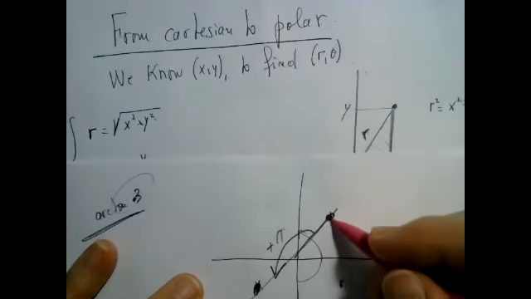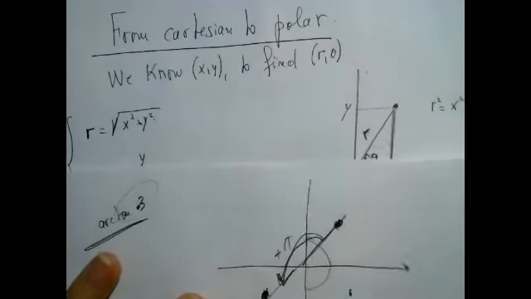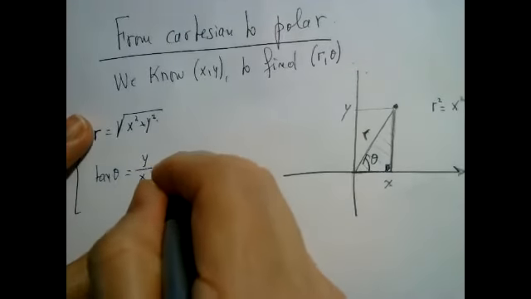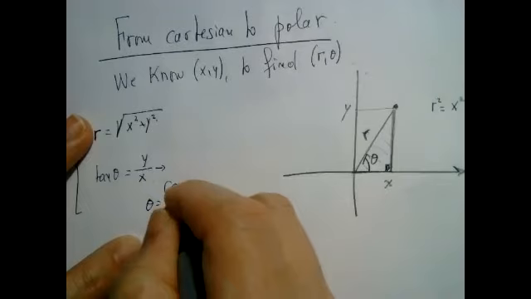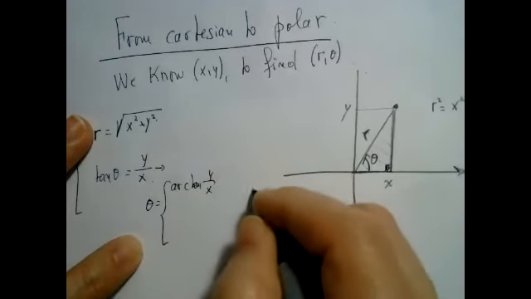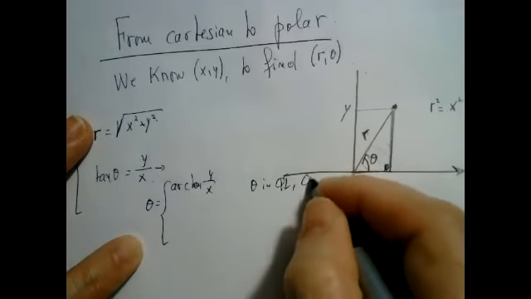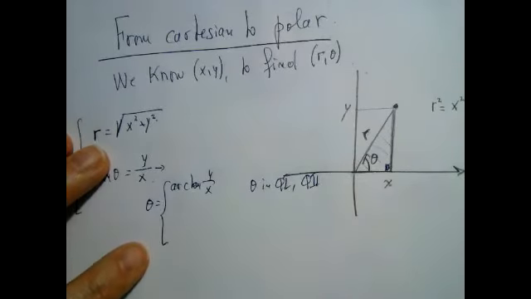Because arctangent only gives me the one in the first quadrant. If I want the one in the third, I need to add my pi. So if tangent theta equals y over x, then theta would be the arctangent of y over x as long as theta is in the first quadrant and in the fourth quadrant, because that's what the arctangent gives me.